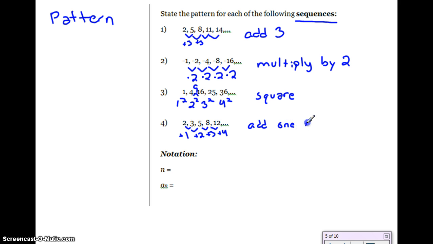Okay? So when you're listing a sequence, you'll notice that there is going to be a pattern between each number and how to get to the next number. We call n the actual position of the number in the sequence.